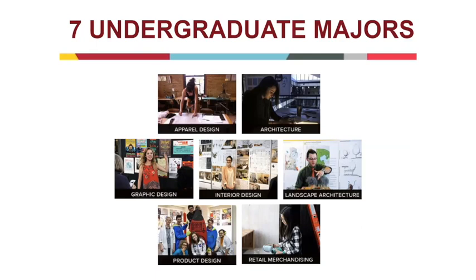Our apparel design program operates on a 2 to 3 year studio sequence. It only begins in the fall semester. Architecture operates on a 3 to 4 year studio sequence that only begins in the fall semester. Graphic design operates on a 4-year studio sequence that can begin in spring or fall. Interior design operates on a 4-year sequence that only begins in the fall. Landscape architecture is a 4-year sequence that only begins in the fall. Product design is a 4-year studio sequence that only begins in the fall.